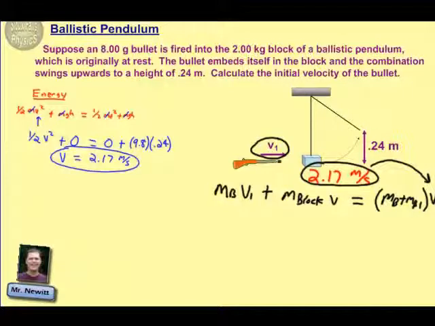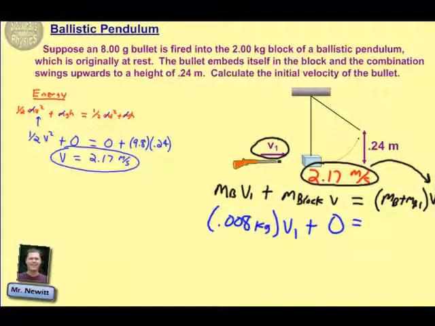So let's start plugging in some numbers here. Again, remember our goal is to figure out what the velocity of the bullet is as it leaves the gun. The mass of the bullet was given to us as 8 grams, so that's 0.008 kilograms. Again, don't forget to convert those units, times v1, plus the mass of the block times the velocity of the block initially, which is going to be 0. It has no movement before the collision.